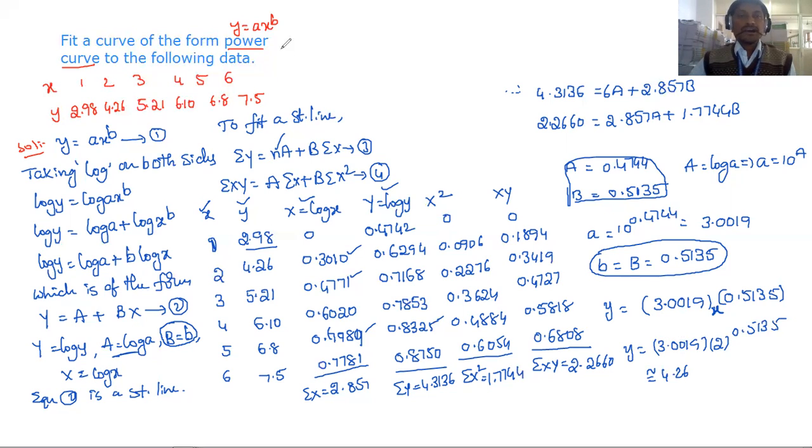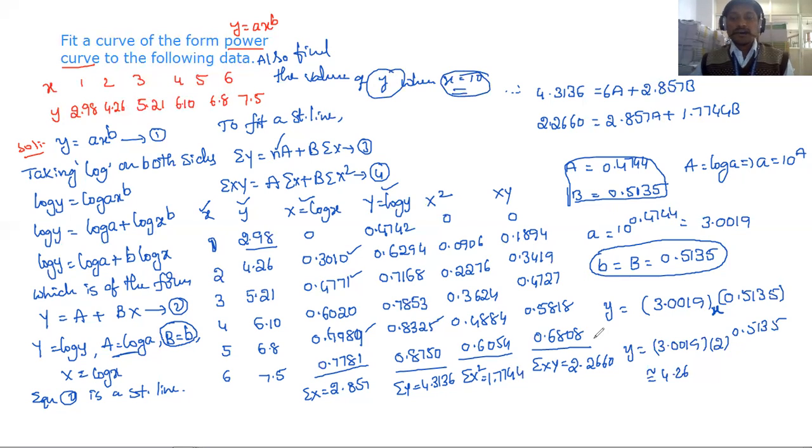In some cases they also mention, find the value of y when x is equal to 10. It means we simply substitute y is equal to 3.0019 times 10 power 0.5135. Like this we can calculate. This is the way we need to solve it: y is equal to a x power b.